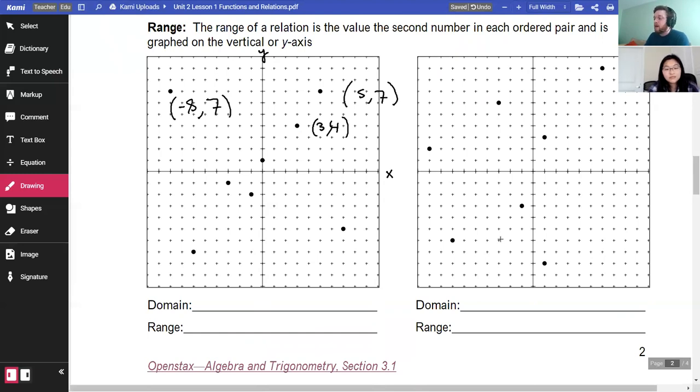What's the domain of this thing? Well, it would be the set of all of the horizontal axis, or in this case, the x-axis values that we have, which is what? -8, -6, -3. This is like an eye test. Negative 1, 0, 3, 5 and 7, I think. 5 and 7. I'm going to put the curly brackets around this.